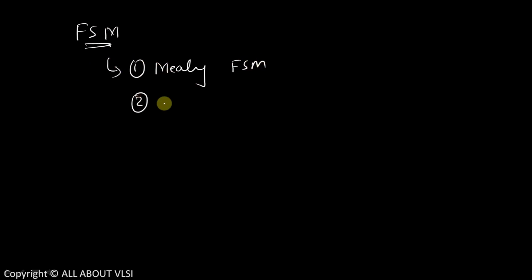In this video, we are going to discuss finite state machines. Finite state machines are classified into two types. First one is Mealy FSM, followed by Moore FSM. One is Mealy FSM and another is Moore FSM.